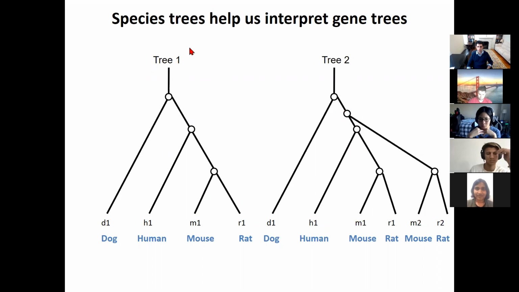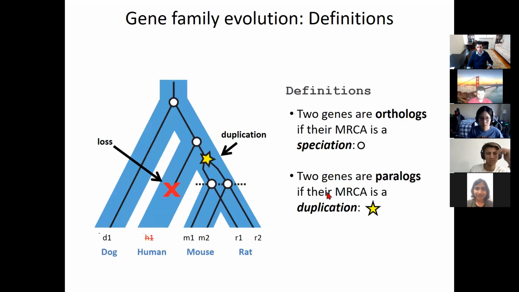Basically, the species trees help us interpret the gene trees. Namely, if that branch roots here or here, it's a very different kind of scenario, inferring different numbers of duplications and losses. So the main tool that we're going to be using is looking at the coalescence. Basically, we're looking at the common ancestor of any pair of sequences that we're comparing.